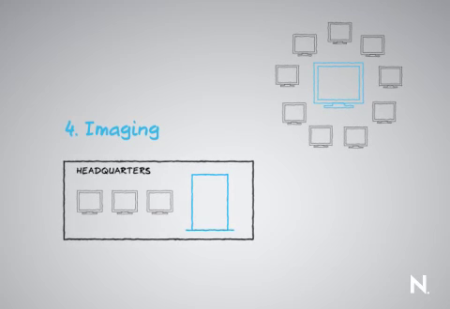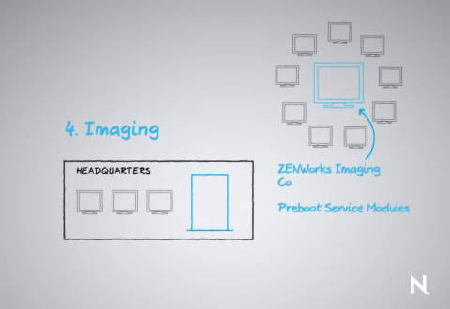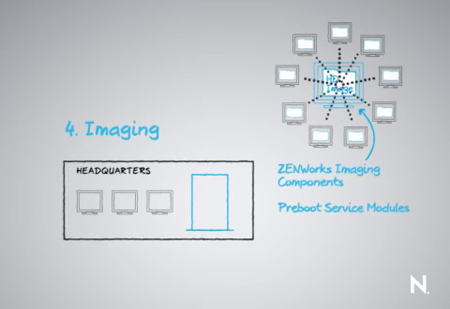The last role type is the imaging satellite. The imaging satellite puts the pre-boot services modules onto the satellite server so that devices at that site can PXE boot, and it also puts the ZENworks imaging server components on that satellite server so that you can use the ZENworks imaging environment to store ZMGs to that location.